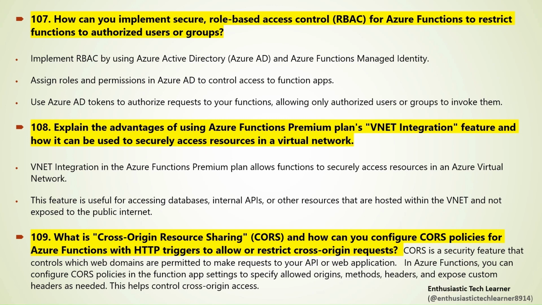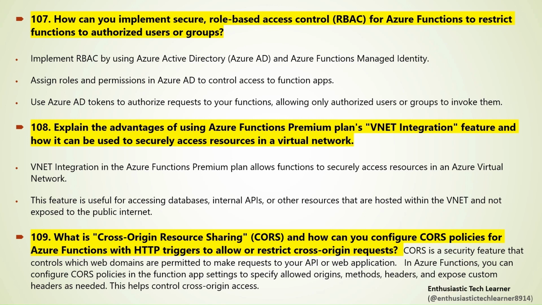How can you implement secure, role-based access control, RBAC, for Azure Functions to restrict functions to authorized users or groups? Implement RBAC by using Azure Active Directory, Azure AD, and Azure Functions Managed Identity. Assign roles and permissions in Azure AD to control access to function apps. Use Azure AD tokens to authorize requests to your functions, allowing only authorized users or groups to invoke them.